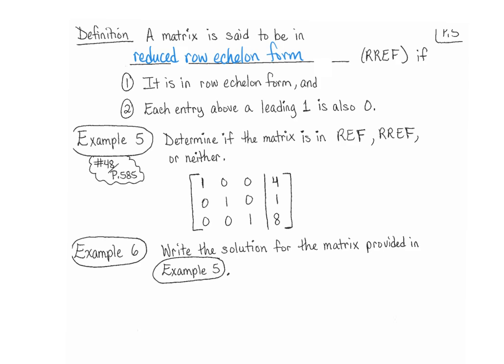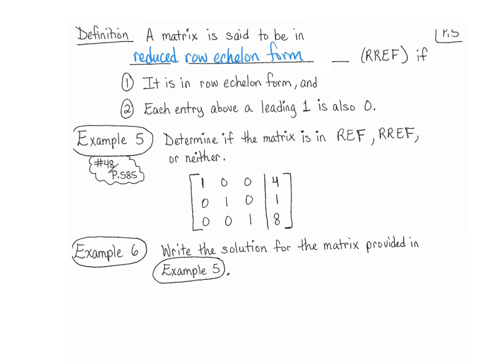What's the difference between reduced row echelon form and row echelon form? Reduced has the 0 above and under. Reduced row echelon form has zeros above and below your leading ones. Row echelon form has zeros below your leading ones. So which form is this in? Reduced row echelon form.